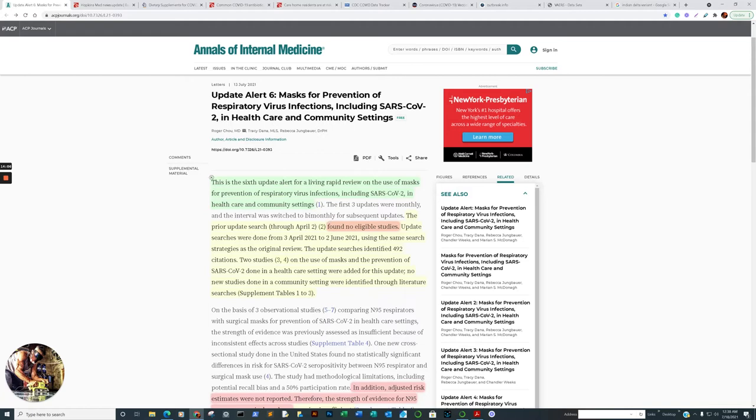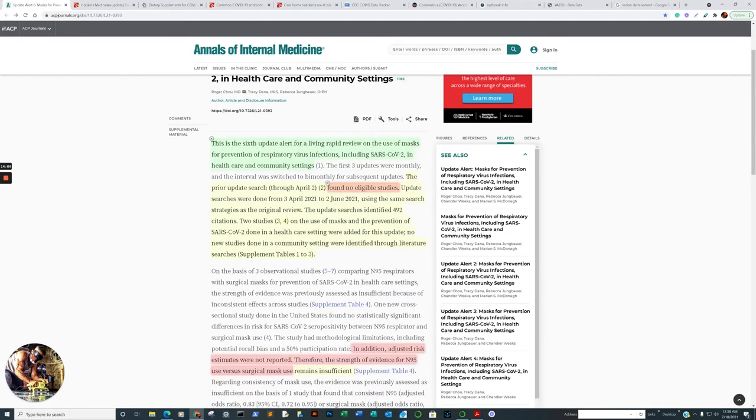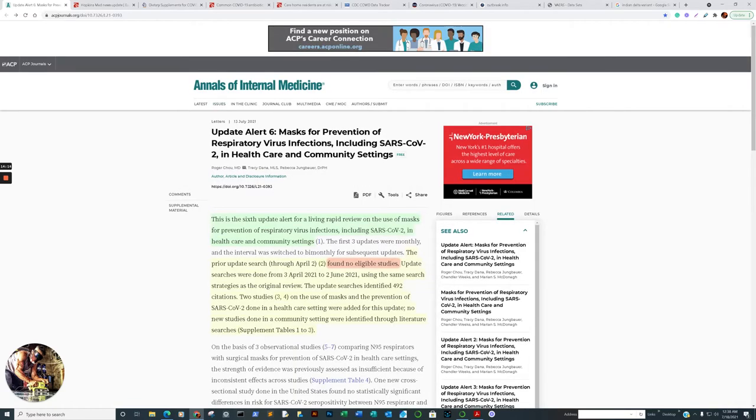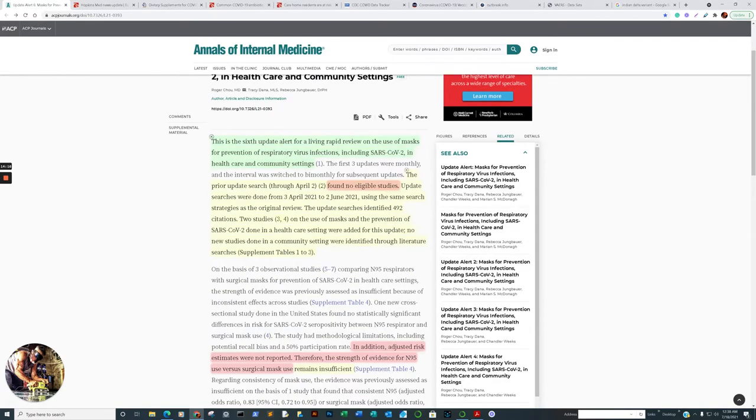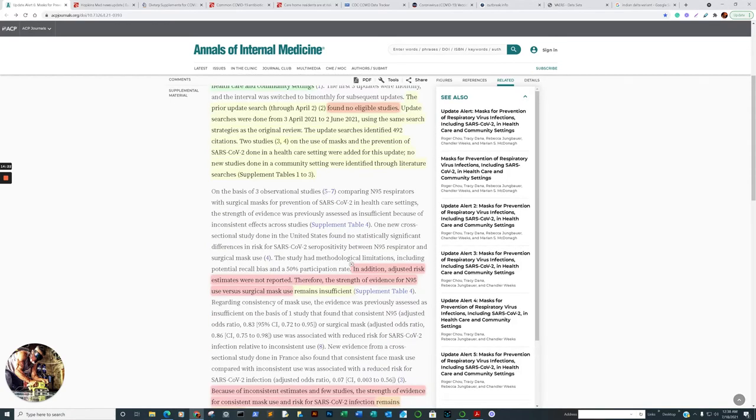The 6th update alert for a living rapid review on the use of masks for prevention of respiratory virus infections, including SARS-CoV-2 in healthcare and community settings. And of course, this is the Annals of Internal Medicine. Found no eligible studies. All right, we'll go to there. In addition to adjusted risk estimates, were not reported. This is how they break down studies. On the basis of 3 observational studies, blah, blah, blah, surgical mask, N95, you get the point.